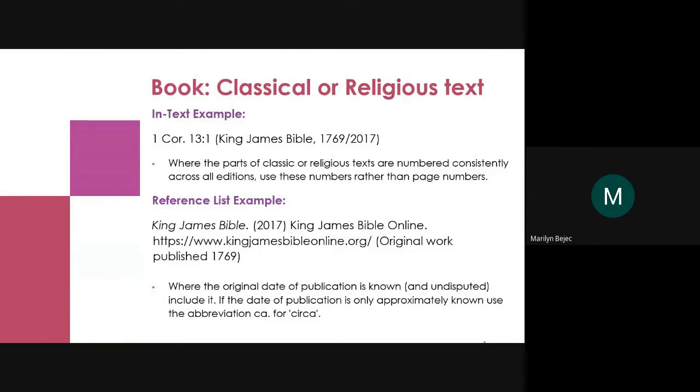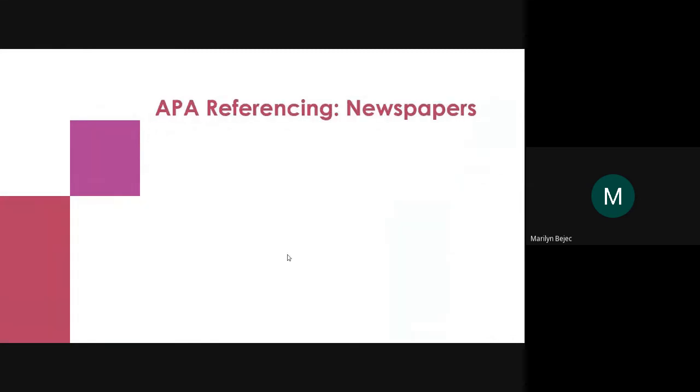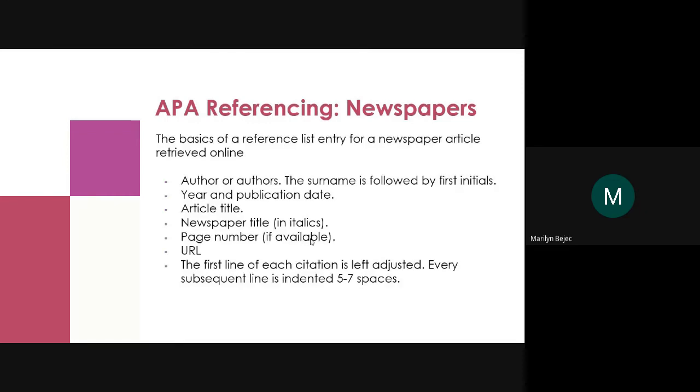If the date of publication is only approximate, use the abbreviation ca. for circa. So let's now proceed to the next topic, which is for newspapers. APA referencing for newspapers. Maybe some of you will use a newspaper as your reference in your research.